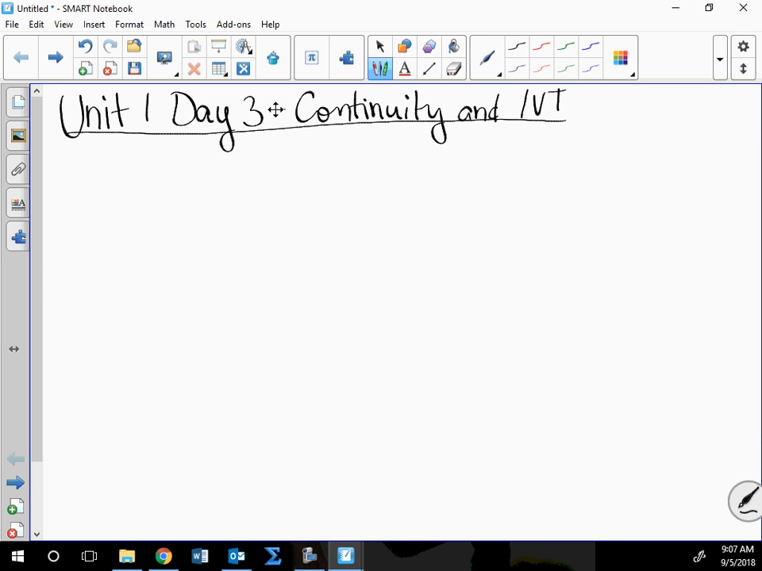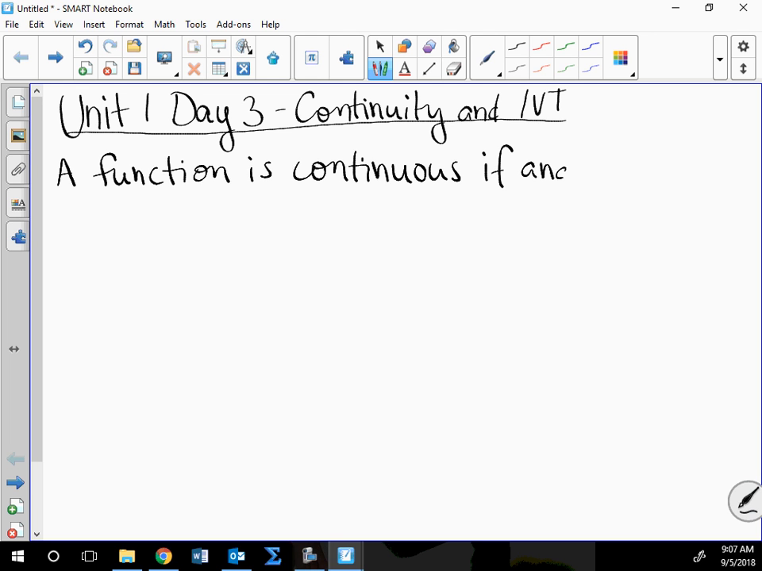Okay, so let's go ahead and formally write this stuff out. A function is continuous if and only if. Ooh, does that bring me back to geometry? What kind of statement is an if and only if statement? Biconditional, good. All right, a function is continuous if and only if the following holds true. And I'm going to write it as 3 separate things.